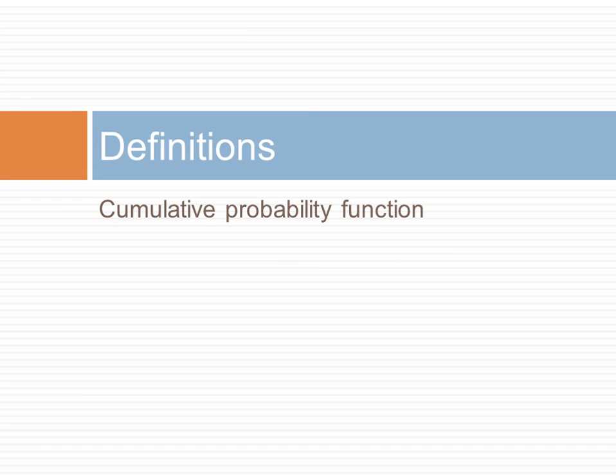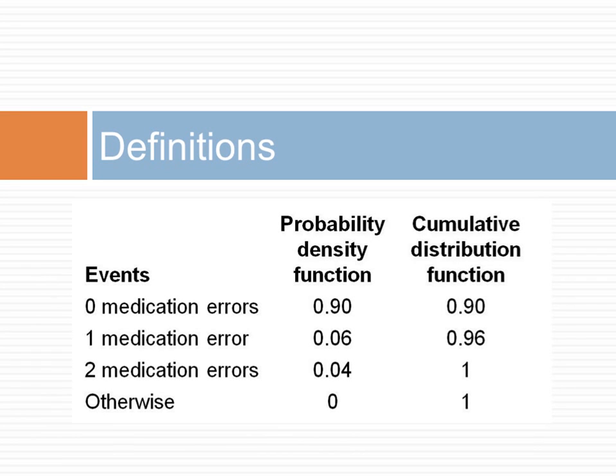In contrast, the cumulative function gives the probability of all events less than or equal to a specific level. Both functions, both density and cumulative functions, require us to sort events from a low value to a high value. In this example, the number of medication errors are sorted and listed to the left.